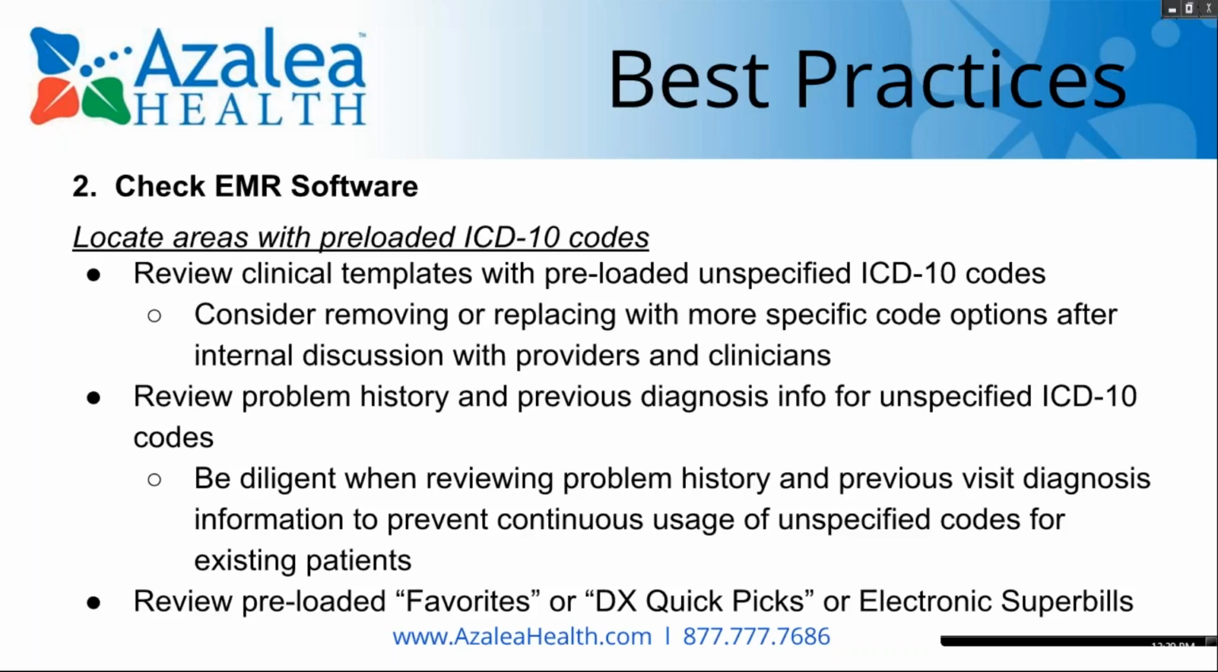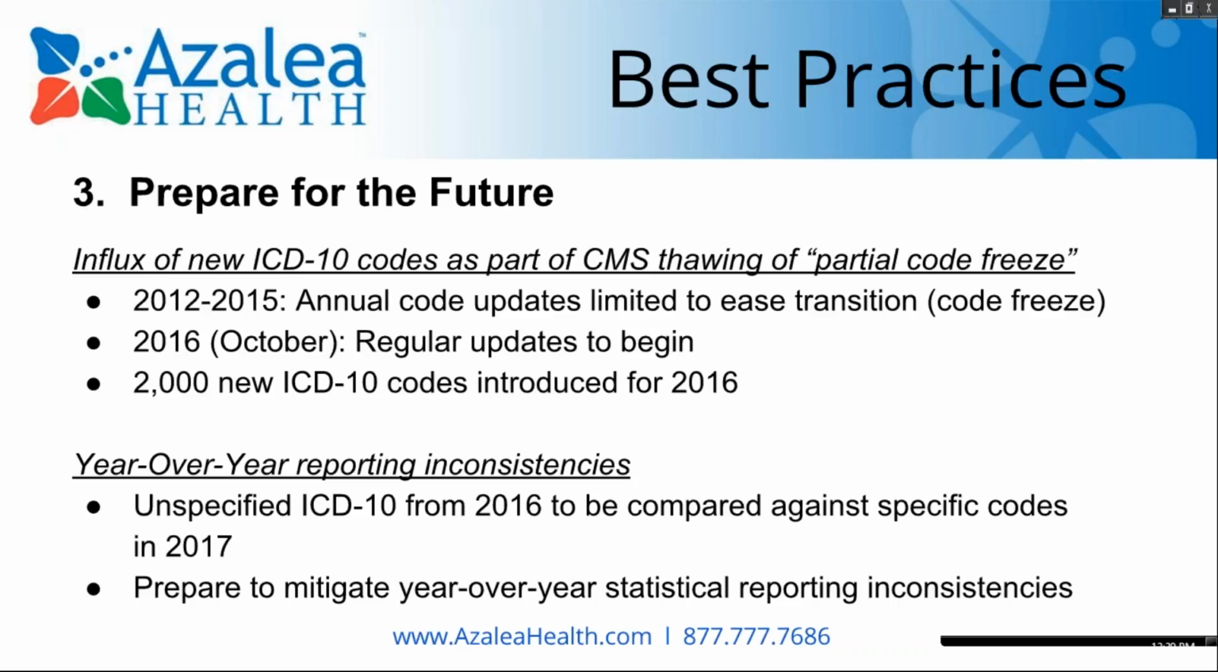Also, most software systems have favorites, diagnosis quick picks, or in some cases electronic super bills where you have your codes pre-built. That's another place that you're going to want to review for unspecified codes. And then you get your vendor involved if you need to, especially going back to the first slide about getting your frequency list. If they don't have a report available, they may be able to help you find the frequency list by provider.